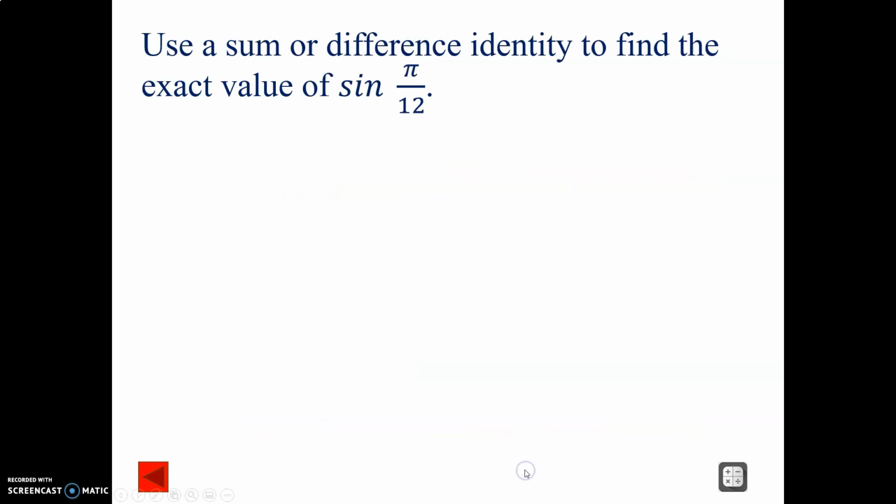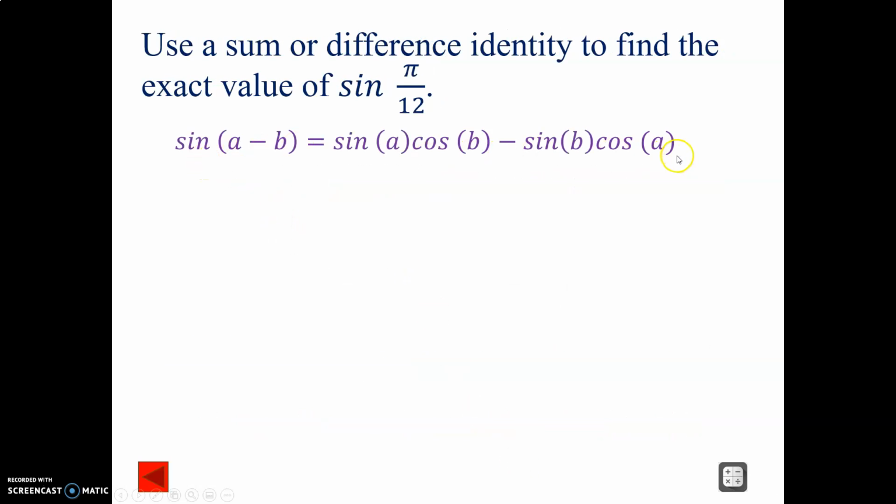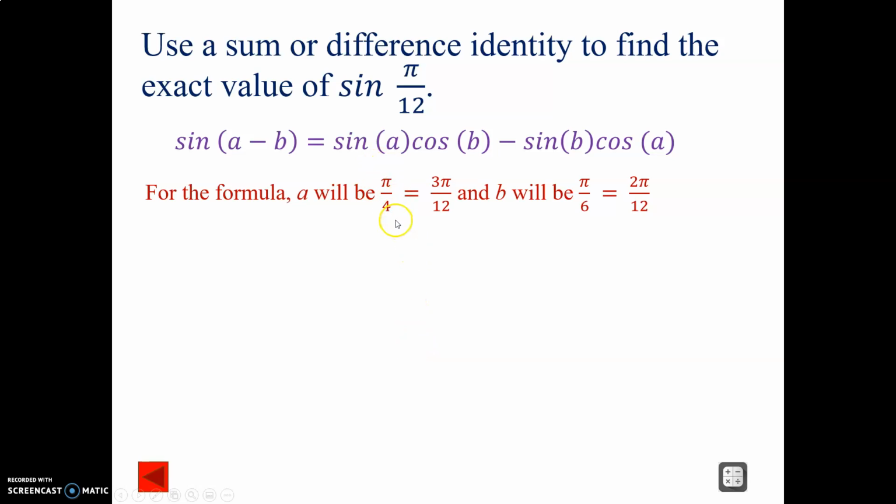So here we go. Again, we're using the formula, the difference identity for sine. Again, because Sinbad is in charge, Sinbad sits next to cosec. So in this particular case, my A is going to be pi over 4. Pi over 4 came from the 3 pi over 12 that I reduced. And B will be pi over 6, which comes from the 2 pi over 12, which was also reduced. So the original problem, sine of pi over 12, will now be rewritten as sine of 3 pi over 12 minus 2 pi over 12.